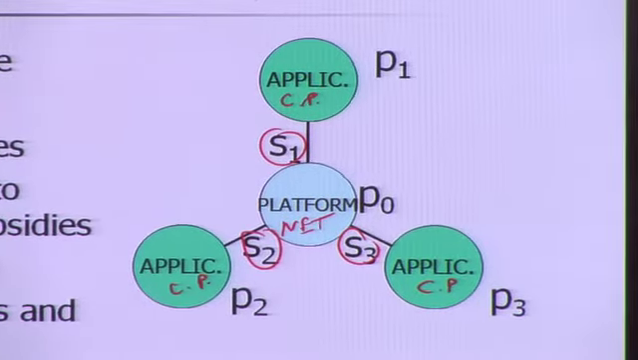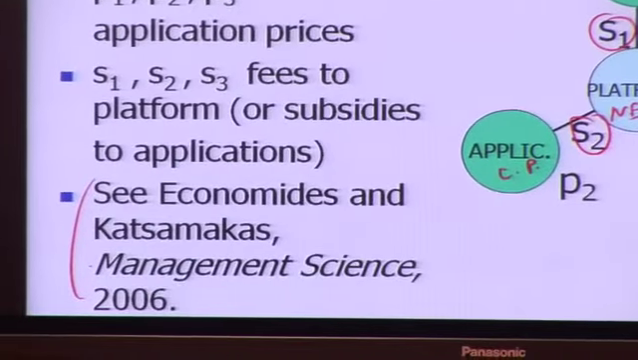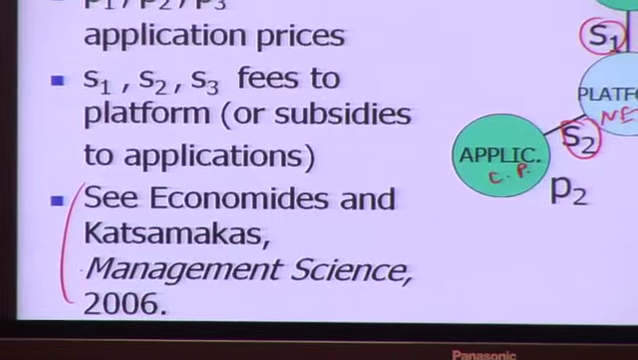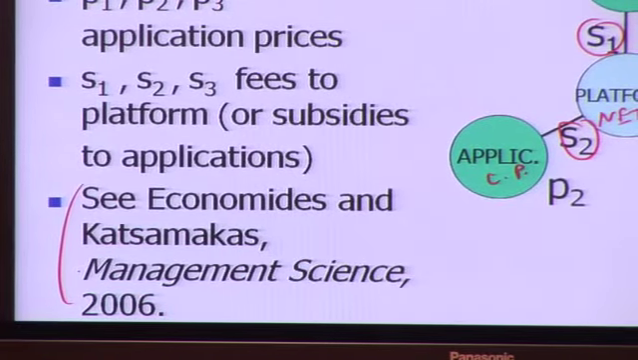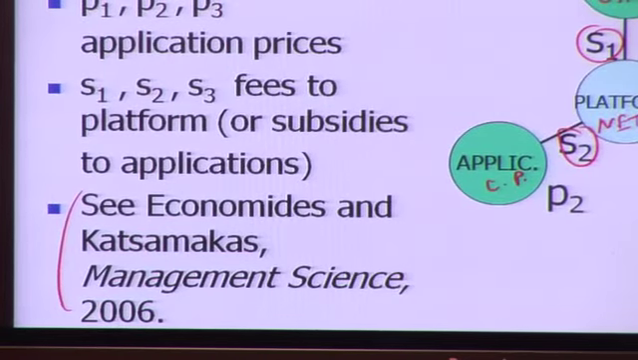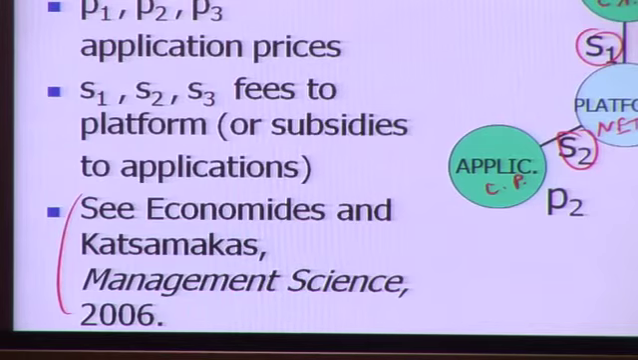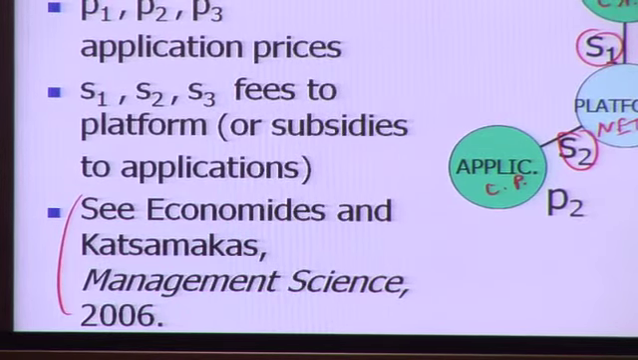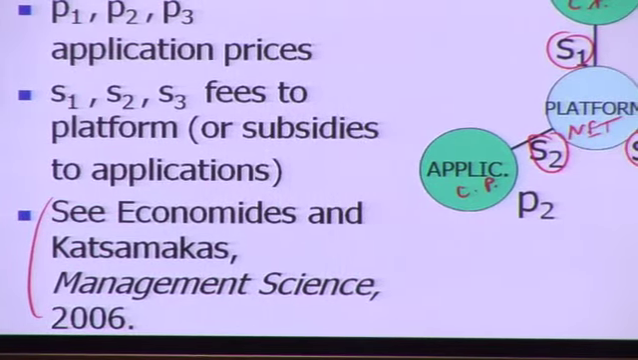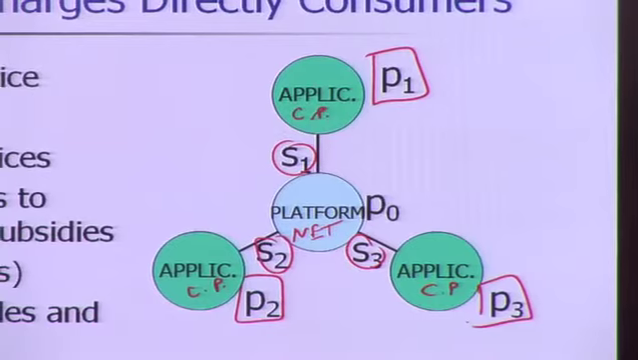I have this other paper which was published in Management Science a couple of years ago, which shows essentially the same thing: in terms of total surplus, society is better off if these S's are below zero or zero rather than positive, although the providers can charge positive things. And this holds even though the content providers are able to charge positive prices directly to consumers.